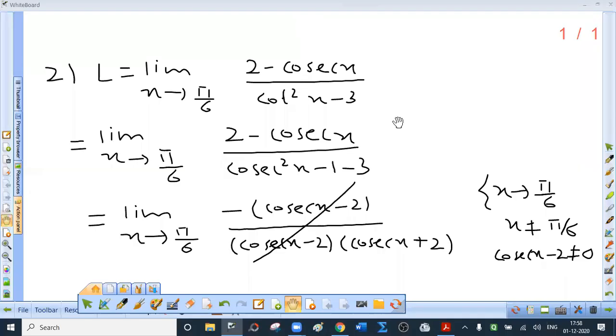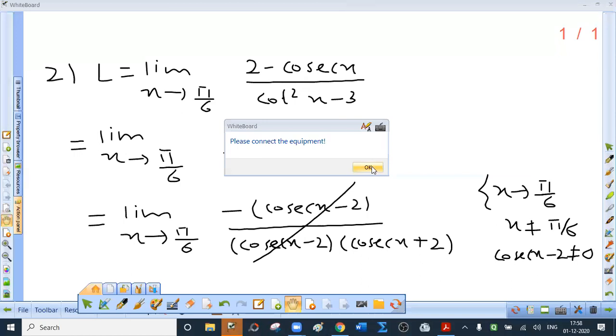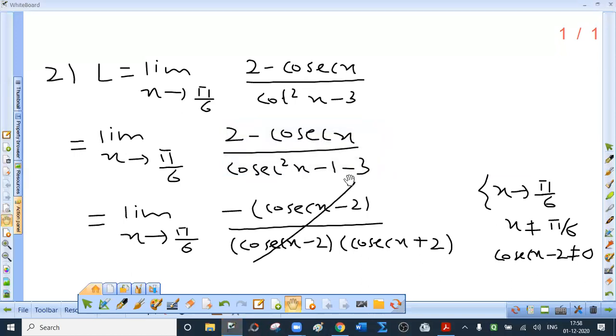Second sum, let L be the limit x tends to pi by 6, (2 minus cosec x) upon (cot square x minus 3). Now what is cot square? 1 plus cot square is cosec square. So what is cot square? Cosec square minus 1. So effectively denominator is cosec square minus 4. What are the factors? Cosec minus 2, cosec plus 2. In the numerator, take minus sign common to get cosec minus 2. This is giving 0 by 0 form.